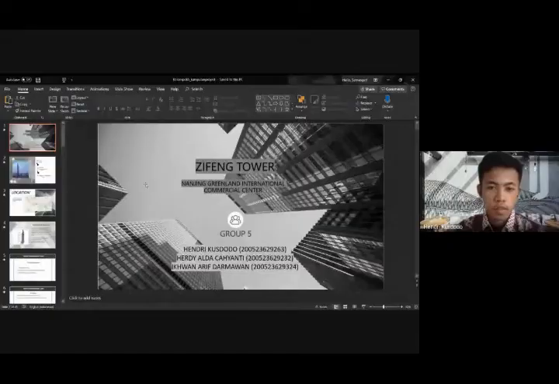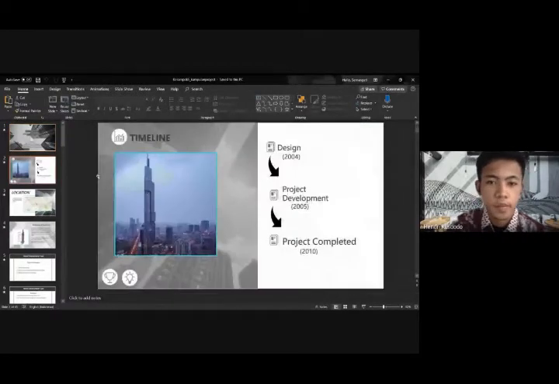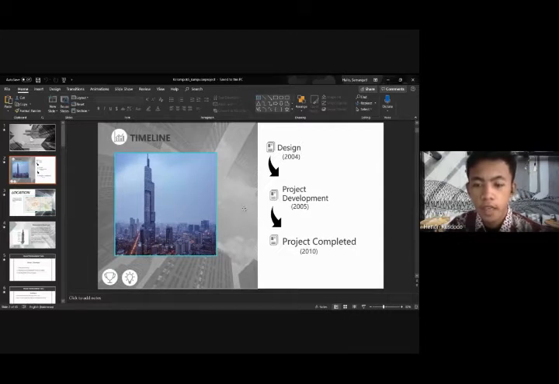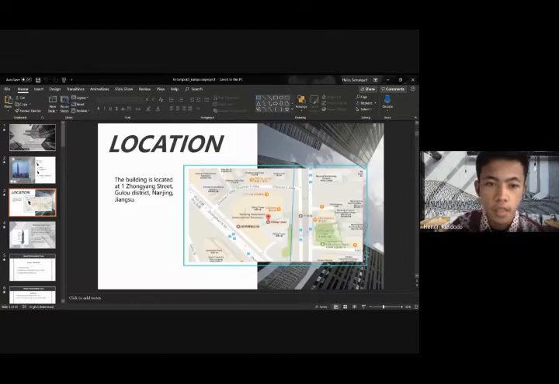Okay, at this moment, we will discuss Zifeng Tower, or Nanjing Greenland International Commercial Center. Timeline: designed in 2004, project development in 2005, and project completed in 2010. Next, location. The building is located at 1 Yongjiang Street, Gulou District, Nanjing, Jiangsu.